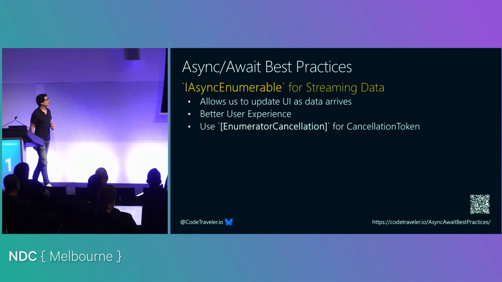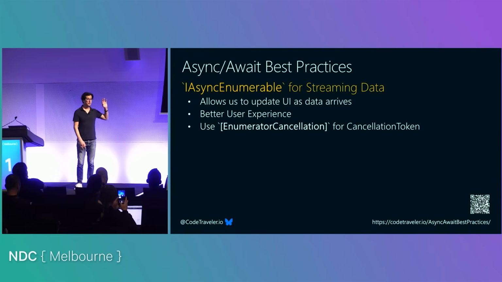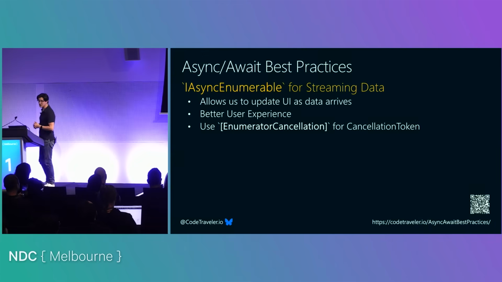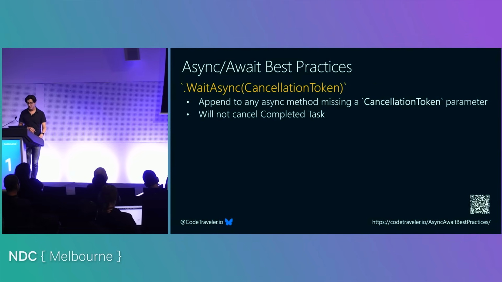Async enumerable. If you want to stream data, if you want to give users updates in real time so they're not just looking at some spinning indicator, async enumerable is really, really cool. It allows us to show that data as it arrives. It's a better user experience, but keep in mind, you want to use that enumerator cancellation attribute on your cancellation token, because again, we're good C# developers. Every time we create an asynchronous method, we're going to have a cancellation token parameter. But in this case, slap on that attribute, and then we get a little performance bump from .NET checking if our token's expired or not.